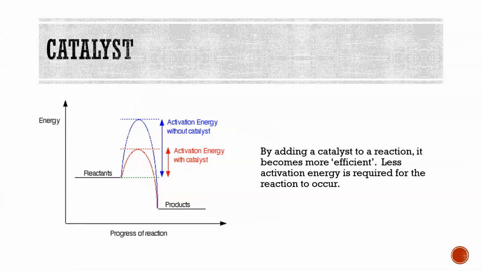Okay, you can add a catalyst to a reaction. Now by adding a catalyst, your reaction becomes more efficient, basically. So if you look at the graph, you've got the activation energy required without the catalyst, that's that blue line, and you see that energy requirement is significantly reduced there if a catalyst is added. So the energy requirement is significantly reduced with the catalyst being present.